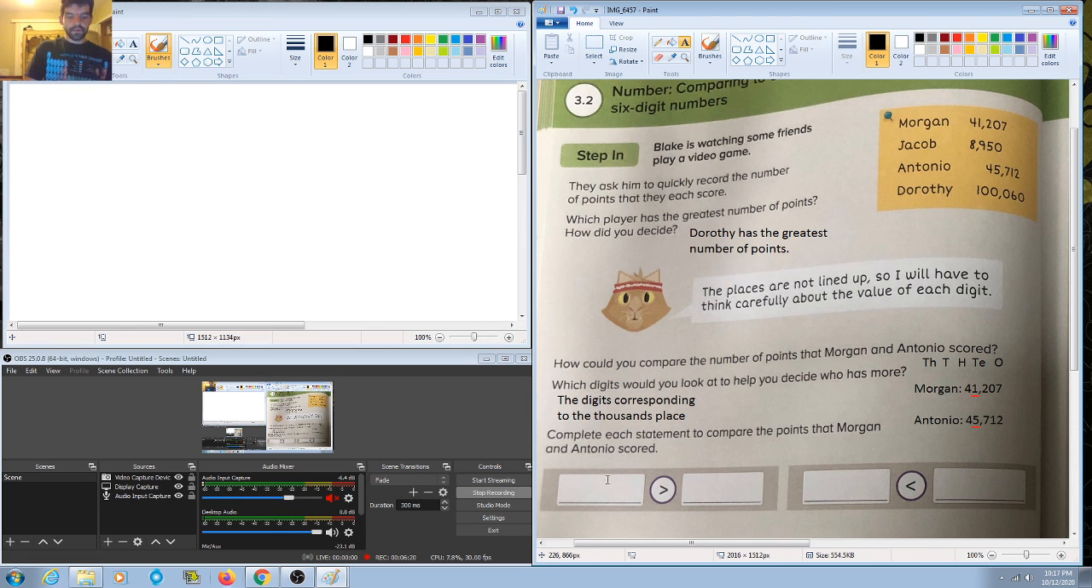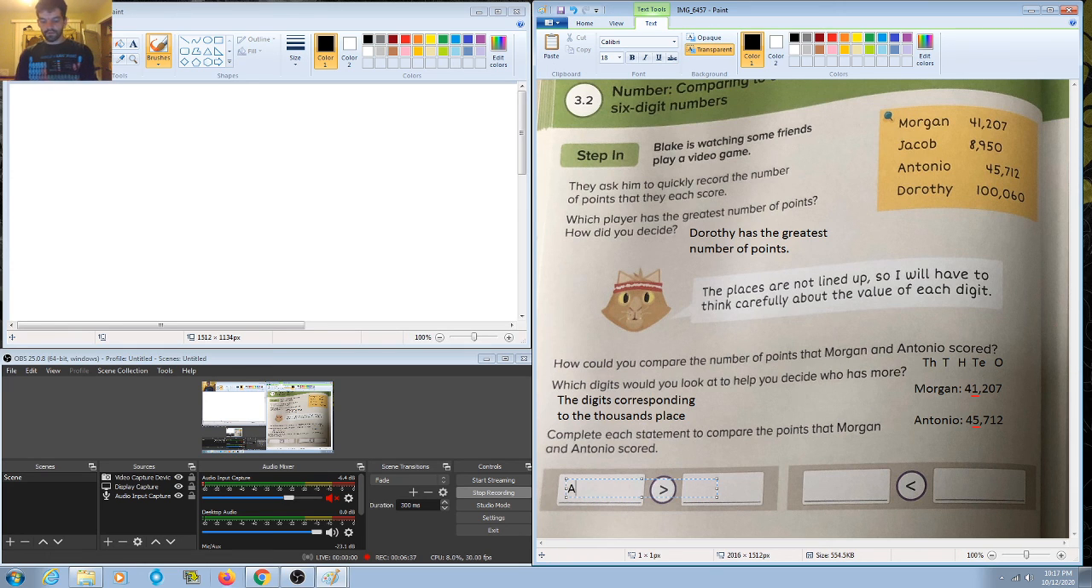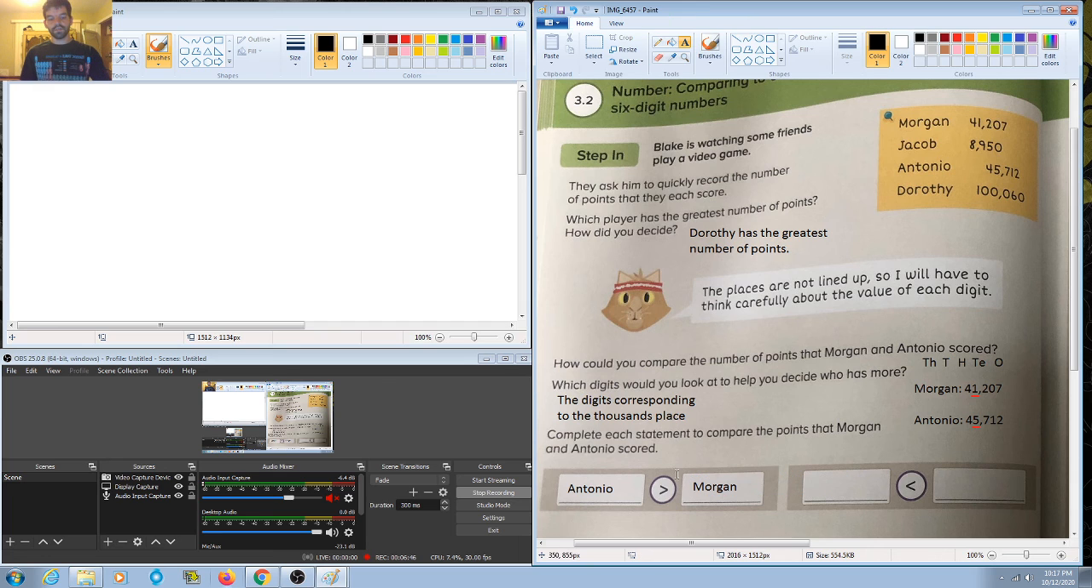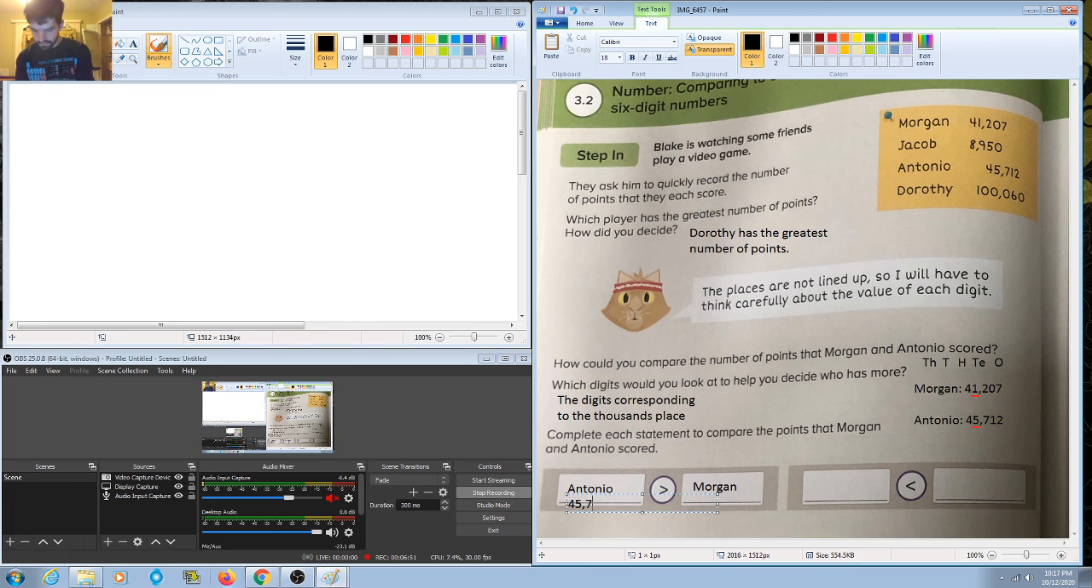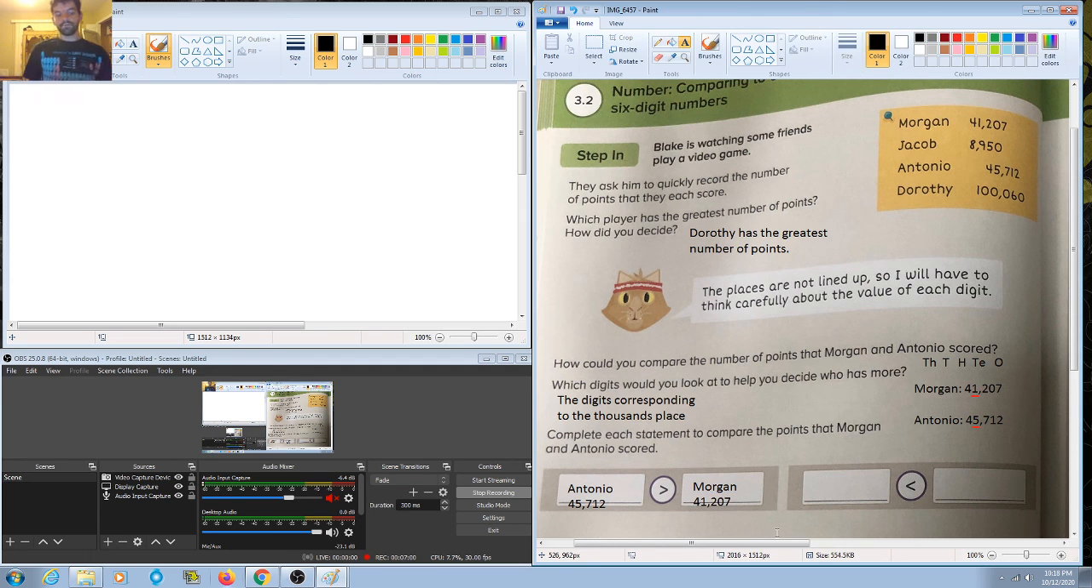The less than symbol is going to be where the crocodile's mouth goes to the right. So when we're comparing these two, the names that are going to be in each of these two scenario boxes are going to be either Morgan or Antonio. And then we just have to figure out who is on what side. So because Morgan scored less, that means that Antonio's score was greater than Morgan's. Okay, so this inequality is true because 45,712 is greater than 41,207.